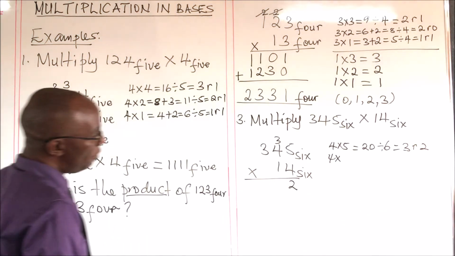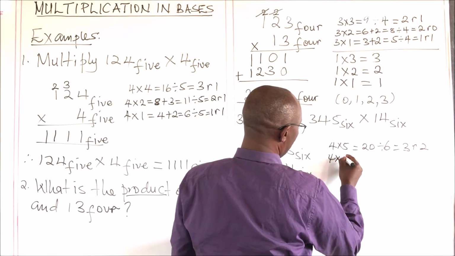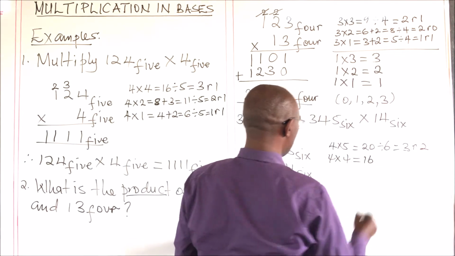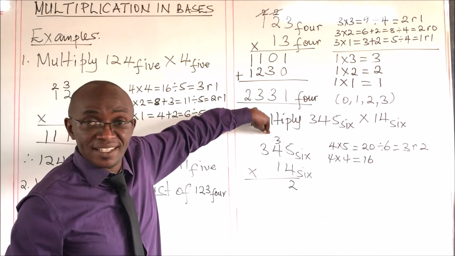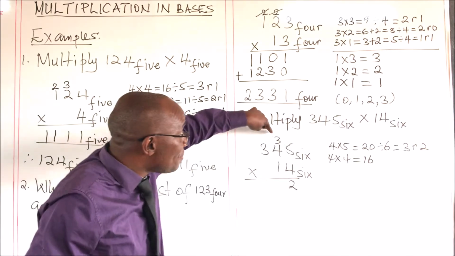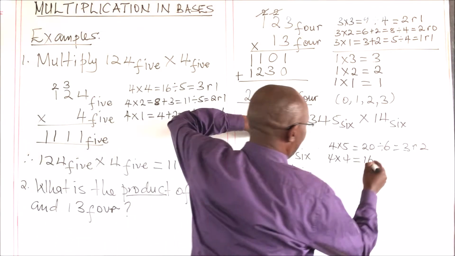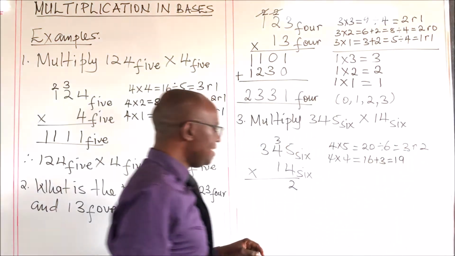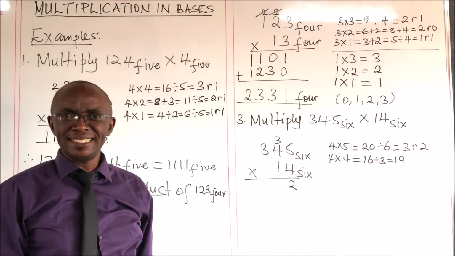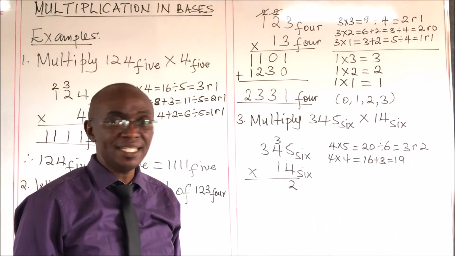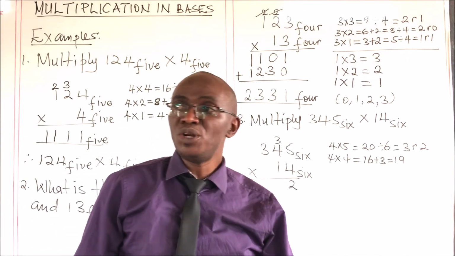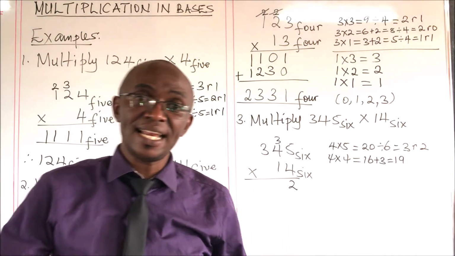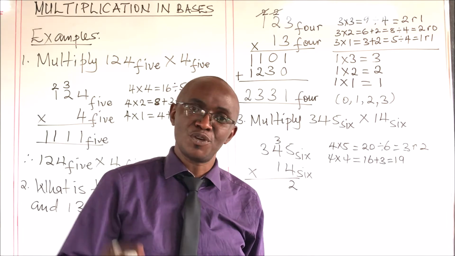So 4 times 4. 4 times 4, we get 16. But remember, we carried a 3. So 4 times 4 is 16, plus the 3 we carried, we get 19. But 19 is greater than 6. You cannot write 19 in base 6 because, remember, I've said in a particular base you can only use digits that are less than that base, starting from 0.